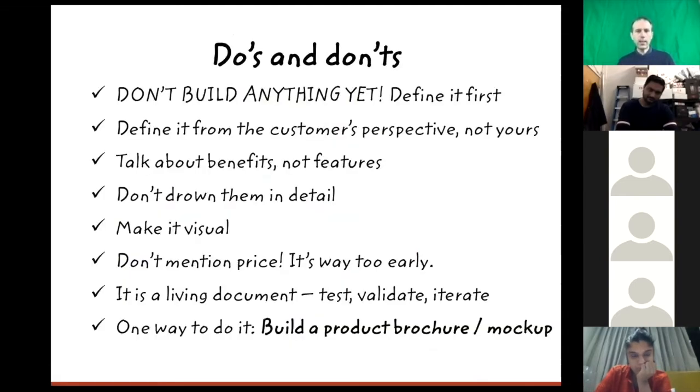So we don't build anything yet, we define it first. It's important to define it from the customer's perspective, not from your perspective. You want to talk about the benefits, not the features. Don't have too much detail. You want to have the important parts on there. Visual is good, price maybe not yet, and you can iterate on this as well.